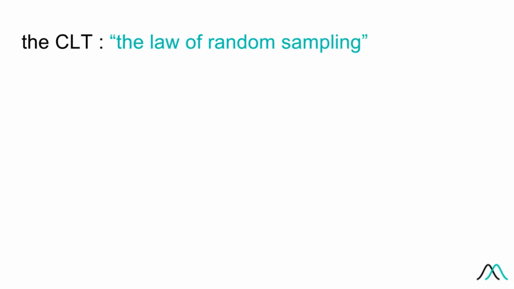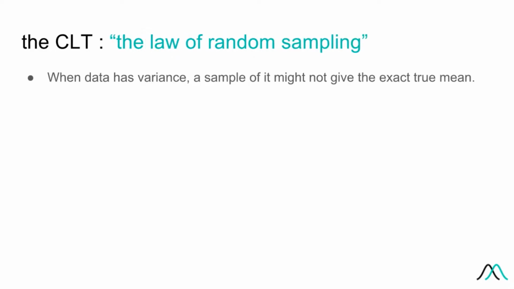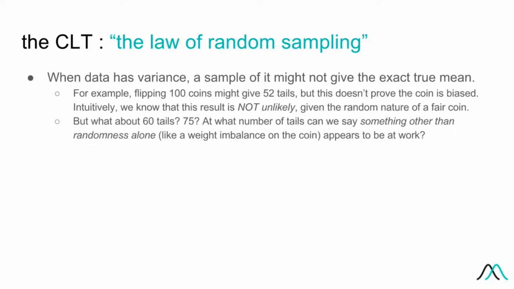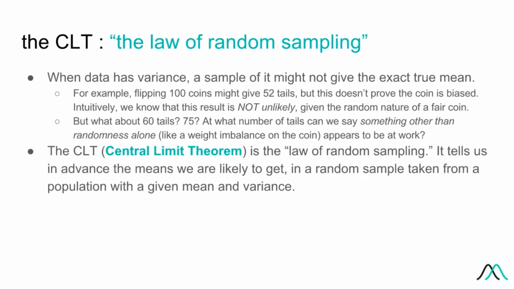Let's take the example of flipping 100 coins again. We know that when data has variance, a sample of it might not give the exact true mean. For example, flipping 100 coins, we might get 52 tails, but this doesn't prove bias in the coin, because we know intuitively this result isn't that unlikely, given the random nature, the variance in a fair coin. But if we start to get more tails, 60, 75, at what number precisely can we say that something other than randomness alone, like a true weight imbalance on the coin, a real bias in the coin, appears to be at work? The CLT is what allows us to answer questions like these.